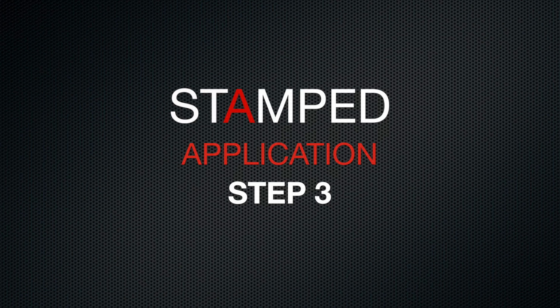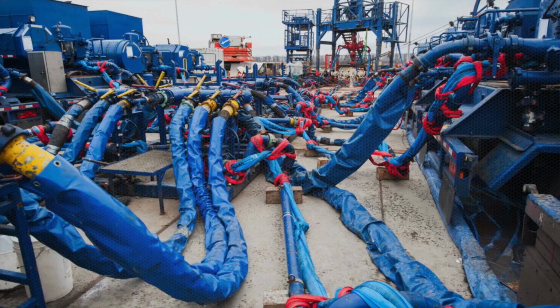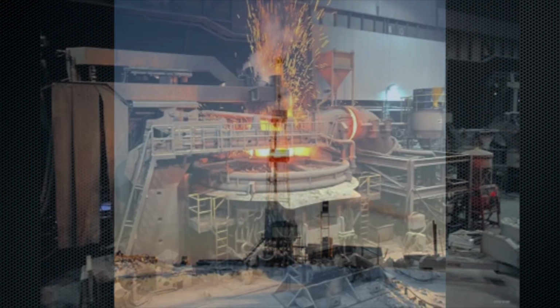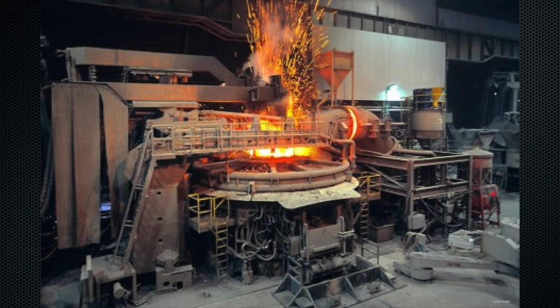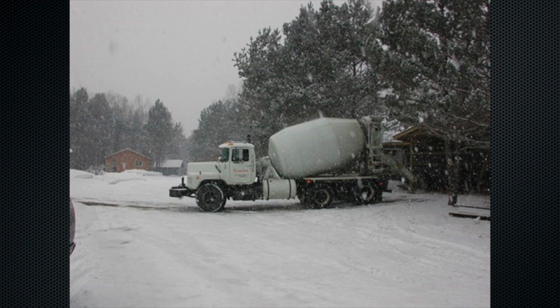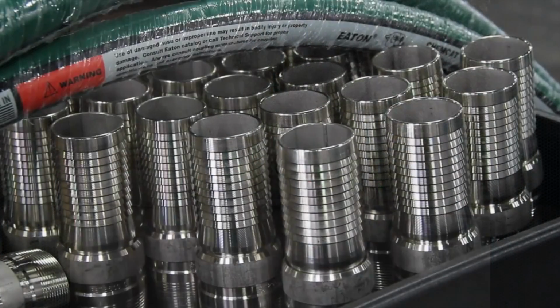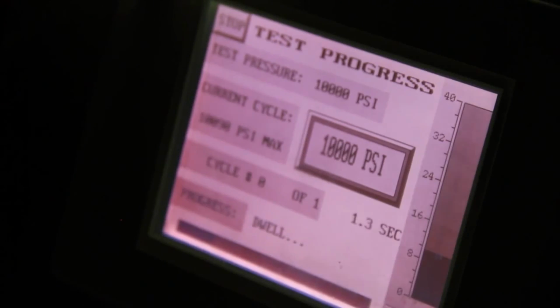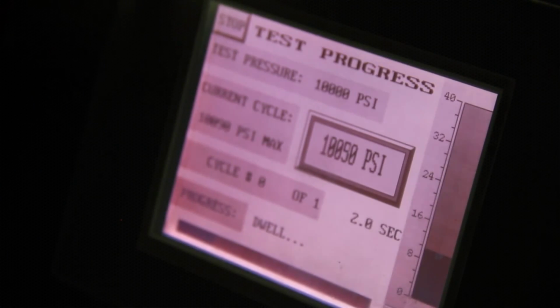Application details are required to properly select a hose. Some examples of questions to ask would be: where will the hose be used? What are the fluid and ambient temperatures? What type of equipment will the hose be installed on? What are the fitting connection sizes and types? What are the working and surge pressures required?